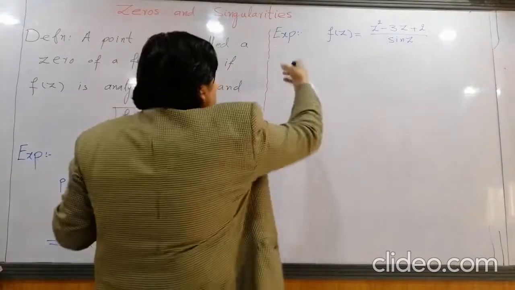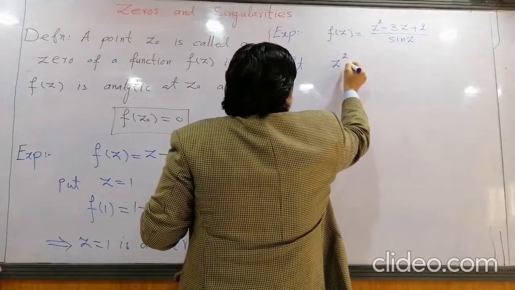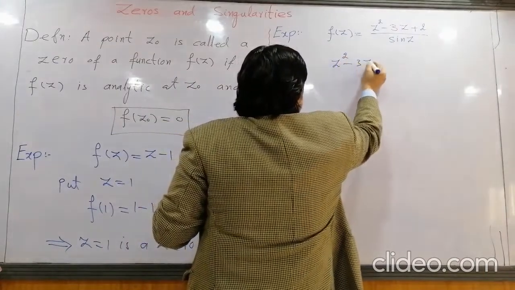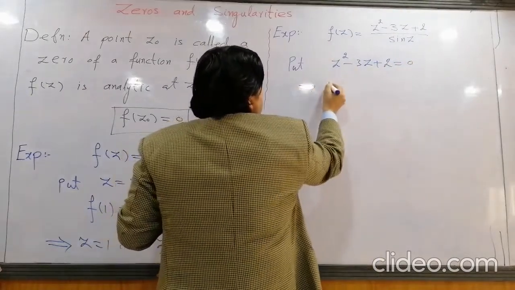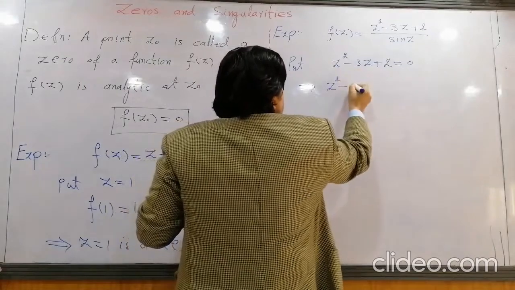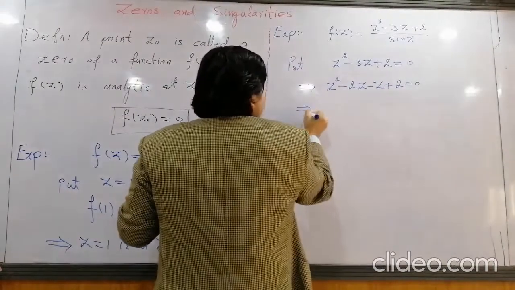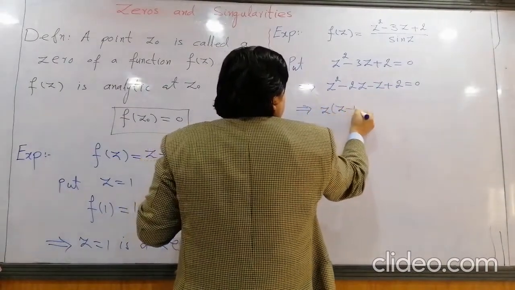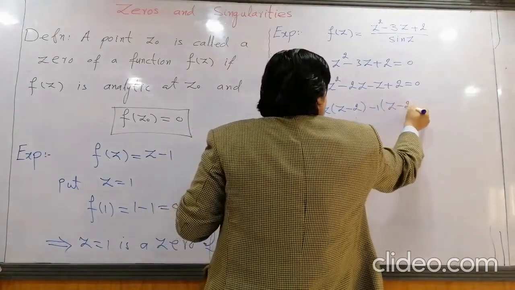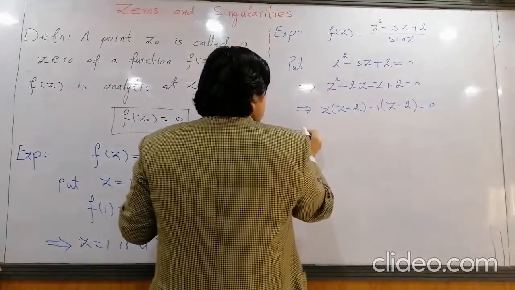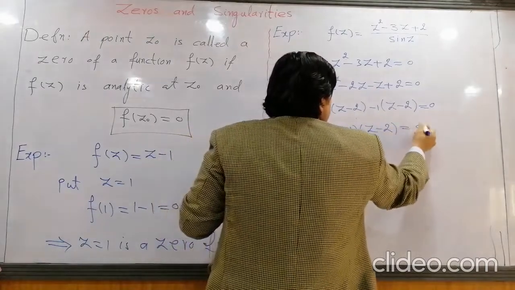For example, let us do that. Put the numerator, which is z square minus 3z plus 2, equal to 0. Now let us factorize this. Let us take common, so I get z minus 2, and if I take common as minus 1, I get this thing equal to 0. And from this we obtain that z minus 1 into z minus 2 equal to 0.